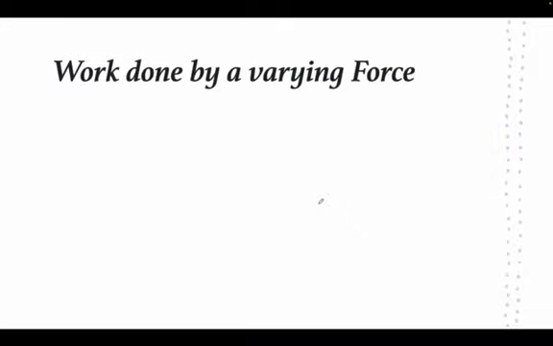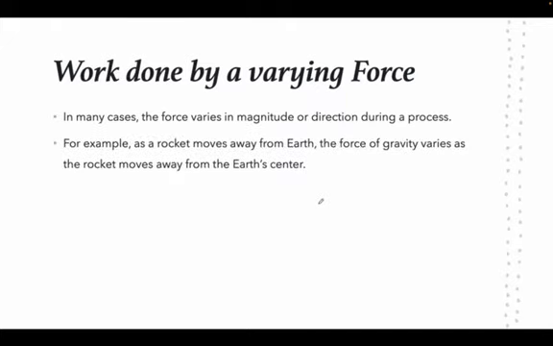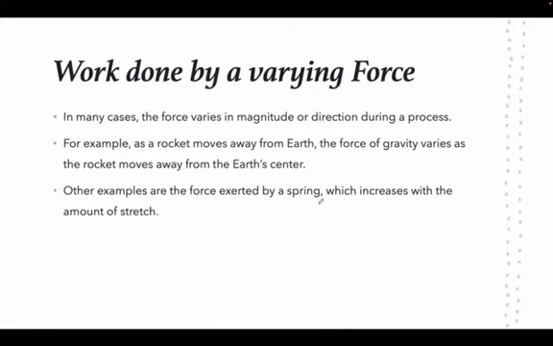All right, so up until now, we've talked about constant forces. But sometimes the force that we apply on an object is not constant. For example, as a rocket moves away from Earth, the force of gravity changes, it becomes weaker as you get farther and farther away from Earth. So the force of gravity would not be constant. Another example is when you stretch or compress a spring. The more you compress it or the more you stretch it, the harder it becomes. So the force is also not constant.